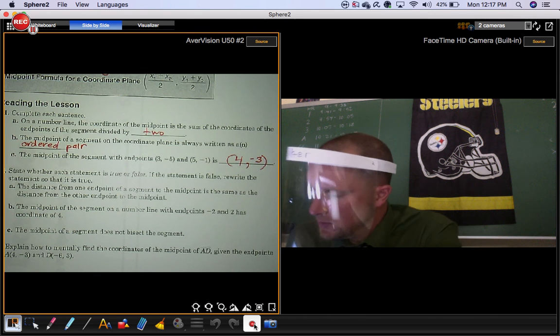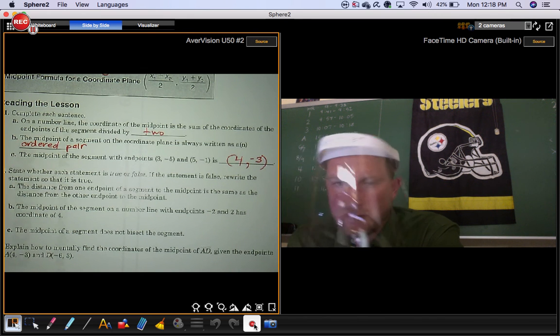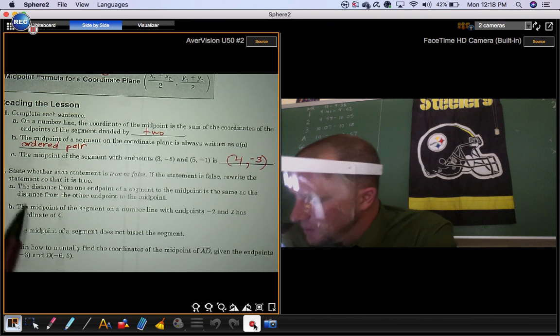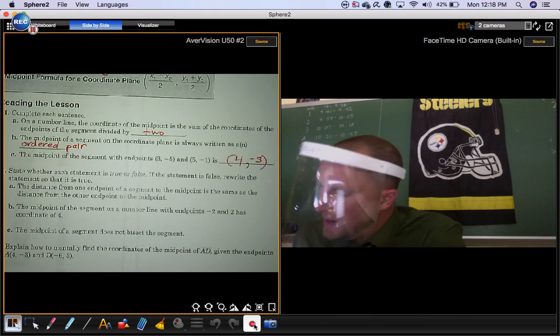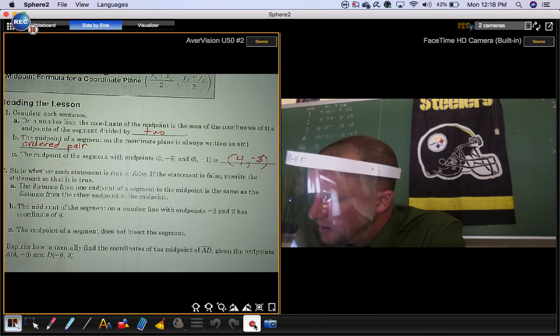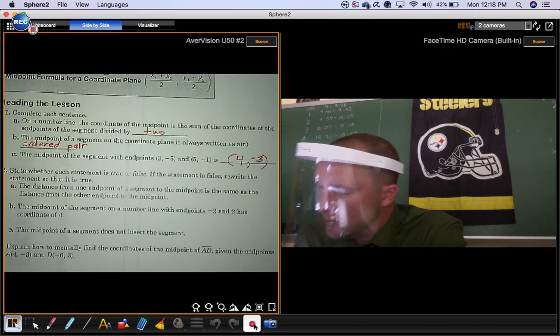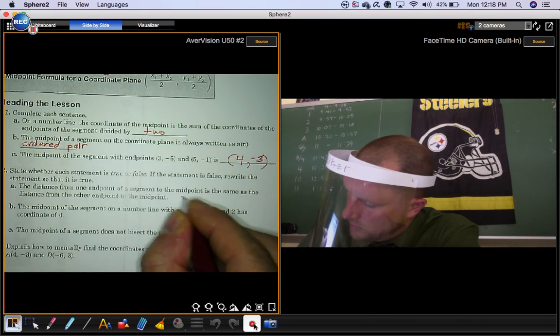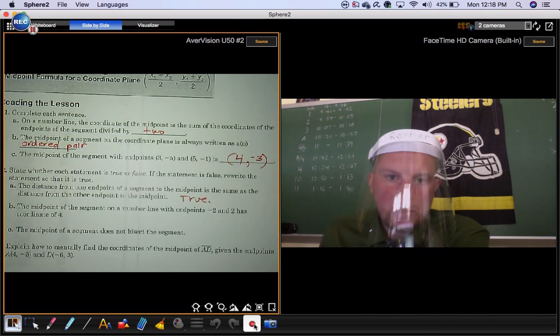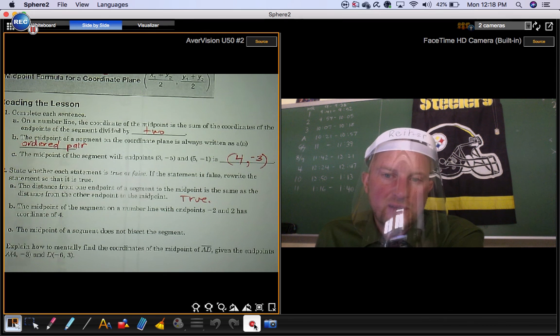Number 2, true or false. If it's false, fix it so that it's true. Part A, the distance from one endpoint of a segment to the midpoint is the same as the distance from the other endpoint to the midpoint. That is true. That's what midpoint means. It's the same distance from each endpoint.